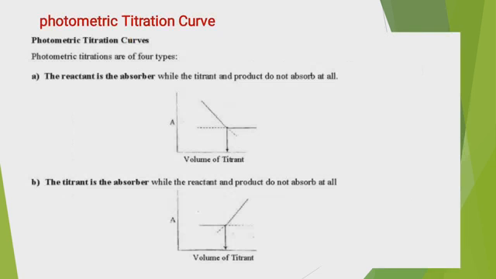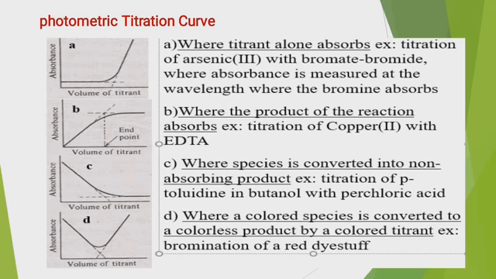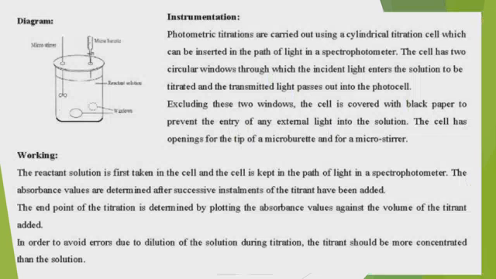For getting such a titration curve, which type of instrument is used? Today we are going to learn about the instrument of photometric titration. Here, photometric titrations are carried out using a cylindrical titration cell which can be inserted in the path of light in the spectrophotometer.